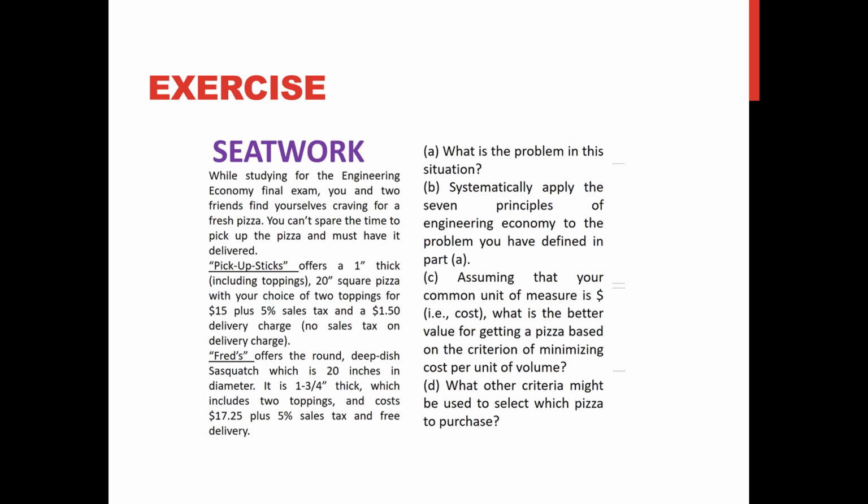And letter C, assuming that your common unit of measure is in dollars, what is the better value for getting a pizza based on the criterion of minimizing cost per unit of volume. Finally, letter D, what other criteria might be used to select which pizza to purchase? So this is quite a simple example. So just follow the 7 principles of engineering economy.